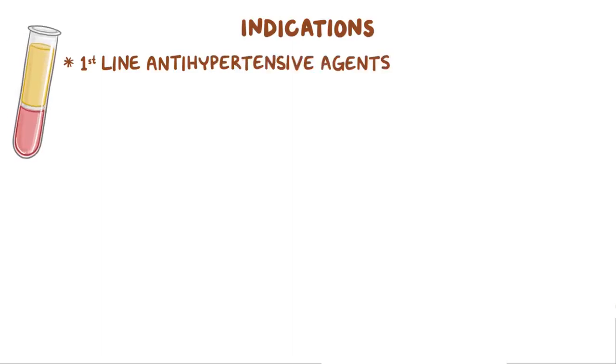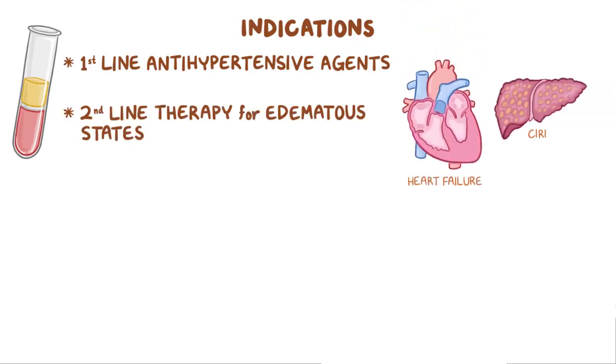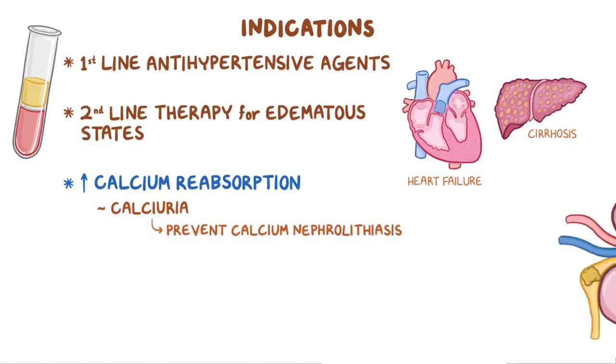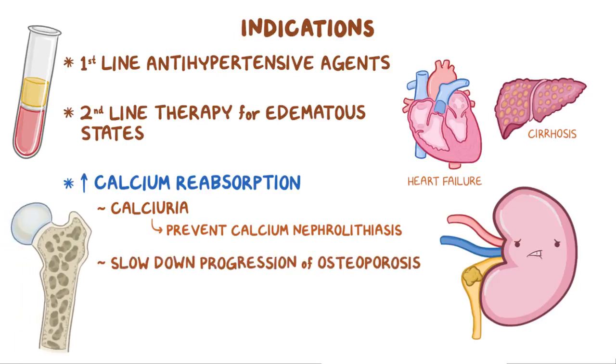Thiazides are used mainly as first-line antihypertensive agents, since they decrease plasma volume. This also makes them useful as a second-line therapy to treat edematous states caused by conditions like heart failure or cirrhosis. Since they increase calcium reabsorption, they can also be used in individuals with calciuria to prevent calcium nephrolithiasis, or the formation of calcium oxalate kidney stones. Preventing calcium loss can also slow down the progression of osteoporosis.